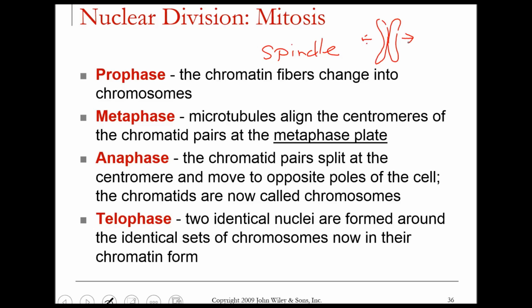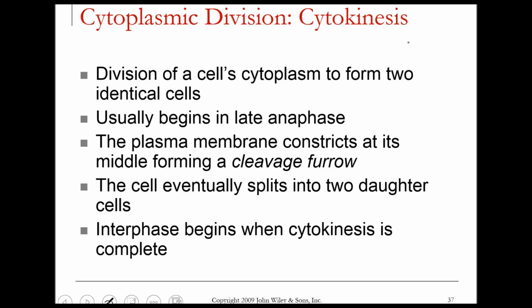The DNA relaxes from the chromosome form back to the chromatin form, and the structure of the nucleus begins to reform. Now remember, we also have to accomplish cytokinesis, and this will overlap with mitosis. It's not mitosis then cytokinesis. Mitosis and cytokinesis overlap with each other, but this is going to divide up the cell's cytoplasm.